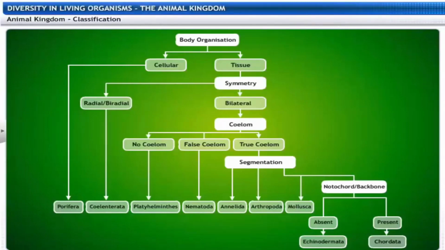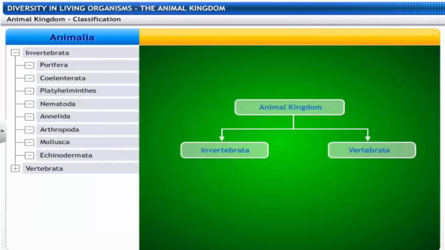All the animals are classified on the basis of level of body organization, that is, the cellular or the tissue level, symmetry, type of body cavity called coelom, presence or absence of segmentation, and the presence or absence of a backbone. The animal kingdom, called Animalia, is classified into 2 subkingdoms, Invertebrata and Vertebrata.